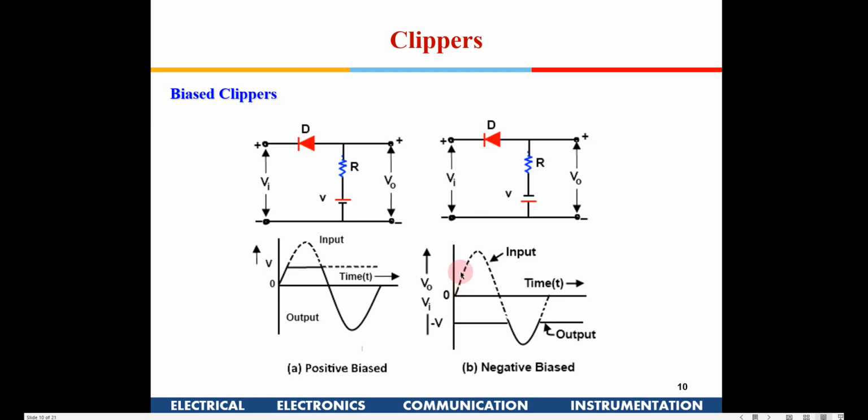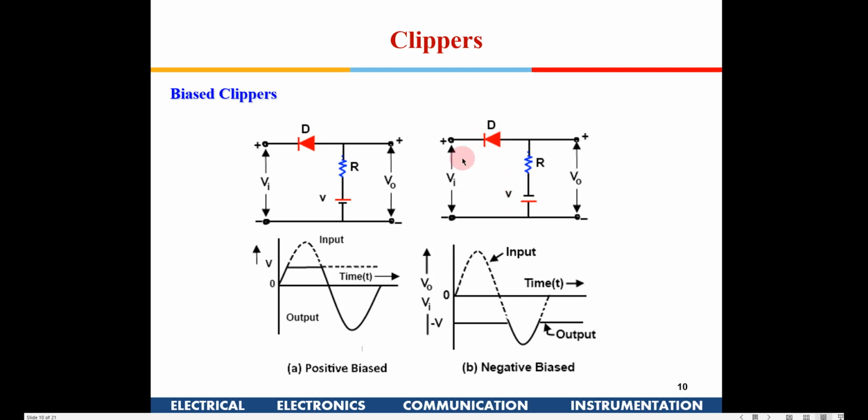Since it is 0 here, this diode is reverse biased, so this diode is not in the loop. So this minus V volt is available here, right? When this signal goes to the maximum, it continues to remain reverse biased, and then when it falls to minus V, that is the time.